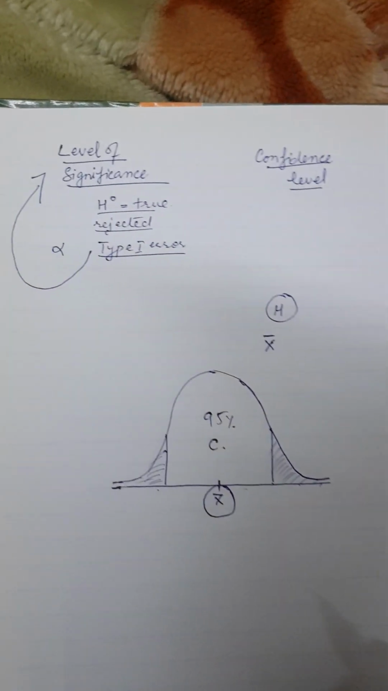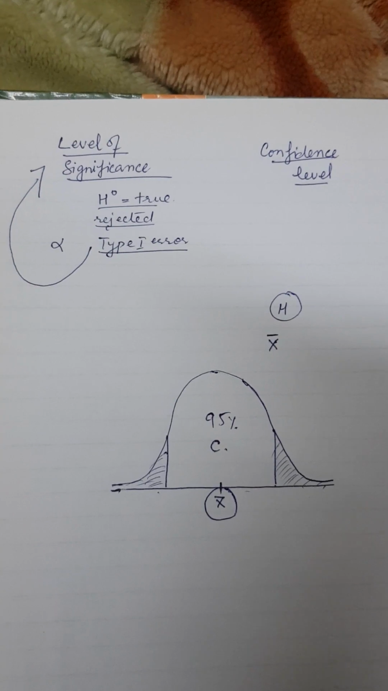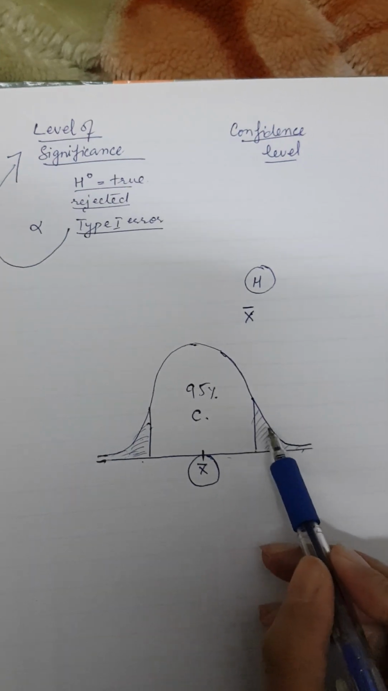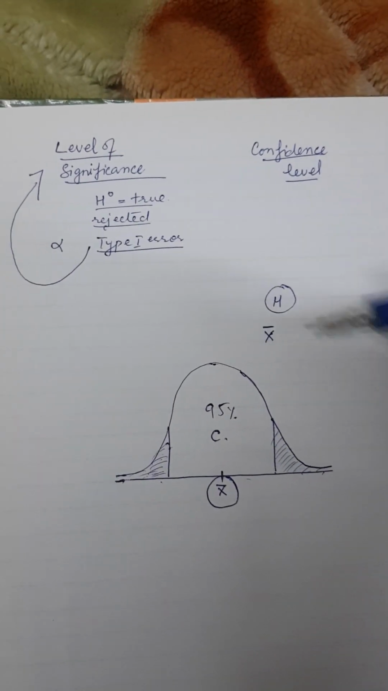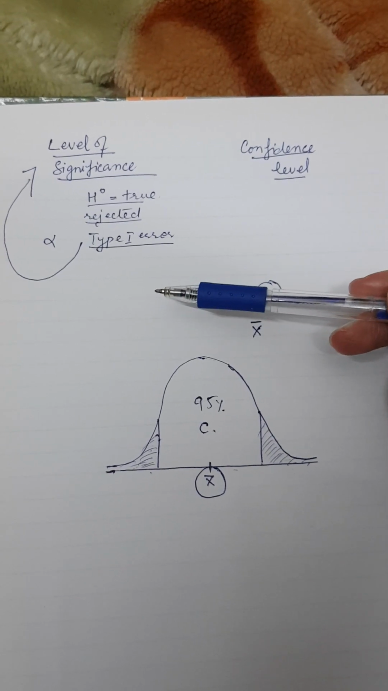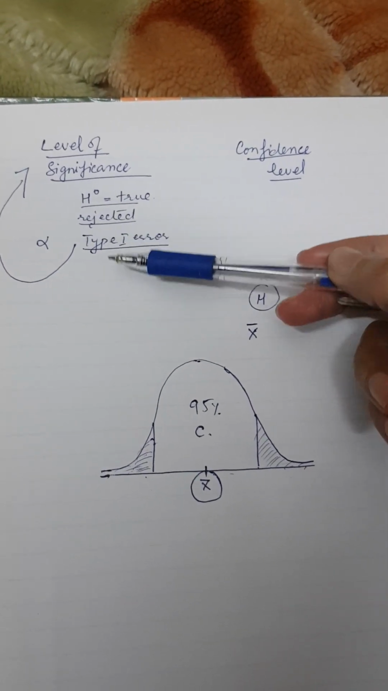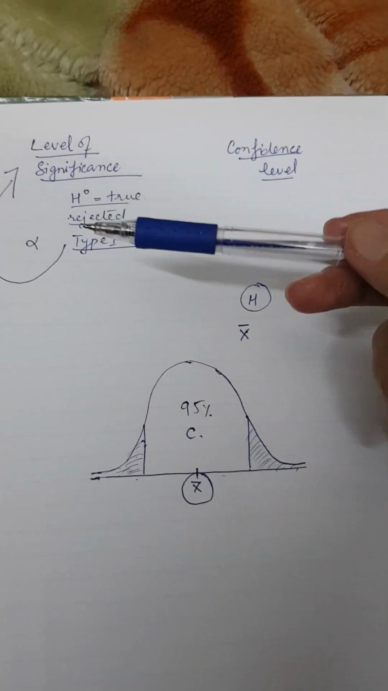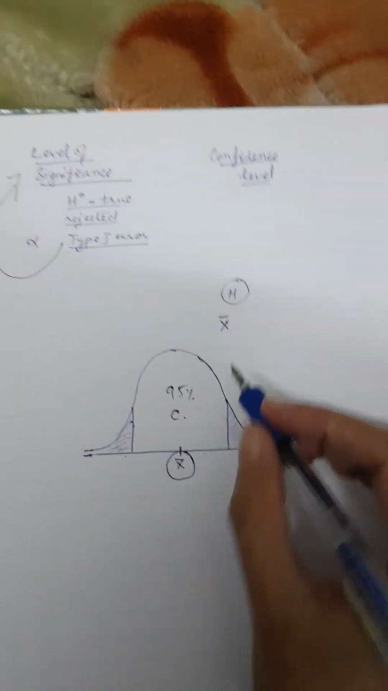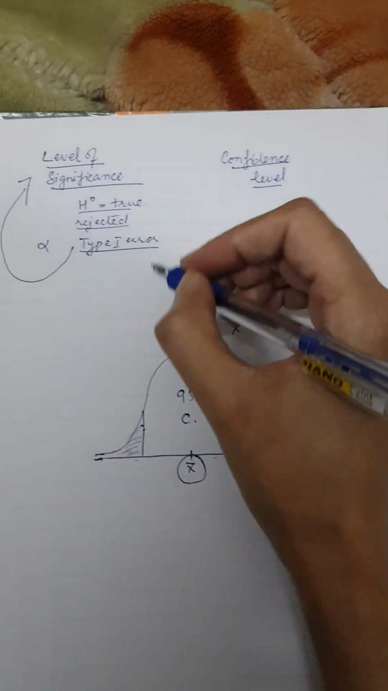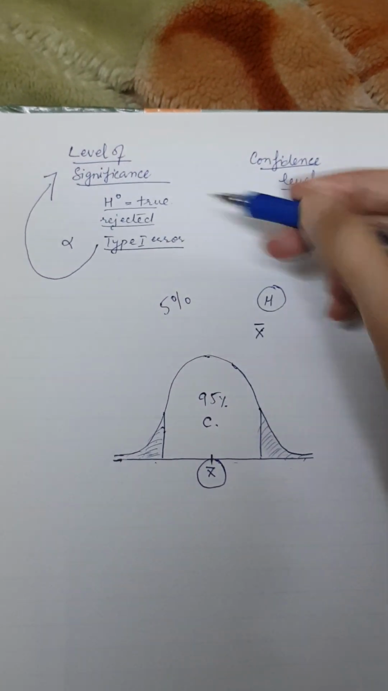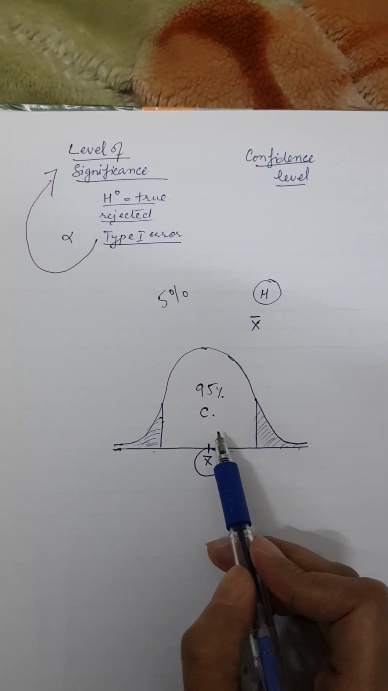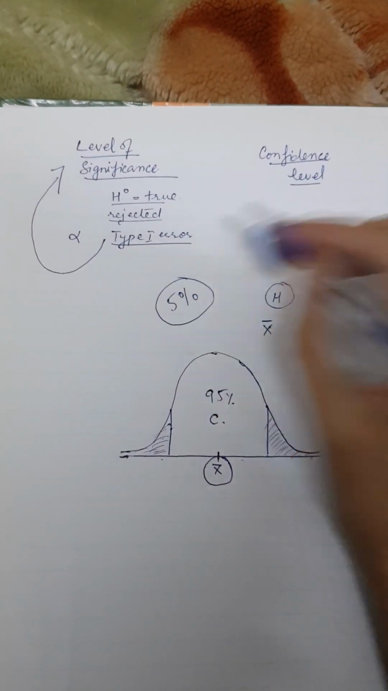Now you may think, have you forgotten about the level of significance? No, we have not forgotten about it. The level of significance is here. We will revise what the level of significance is. It is that a true null hypothesis has been rejected, that is the type 1 error. So what is the probability that a true null hypothesis can be rejected? It is 5%. When we have a 95% confidence level, there is a 5% chance that a true null hypothesis can be rejected. So at a 95% confidence level, the level of significance is 5%.